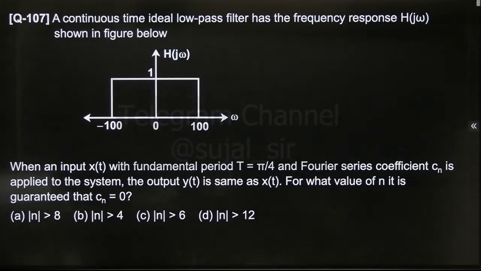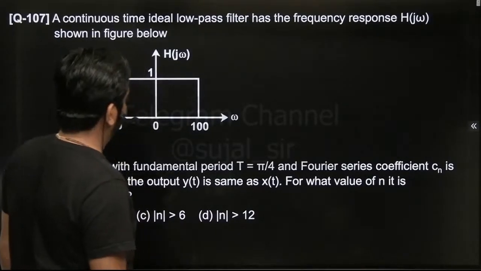For what value of n is it guaranteed that Cn is equal to 0? When an input x of t with fundamental time period T equal to pi by 4 and Fourier series coefficient Cn is applied to the system, the output y of t is the same as x of t. For what value of n is it guaranteed that Cn is equal to 0?